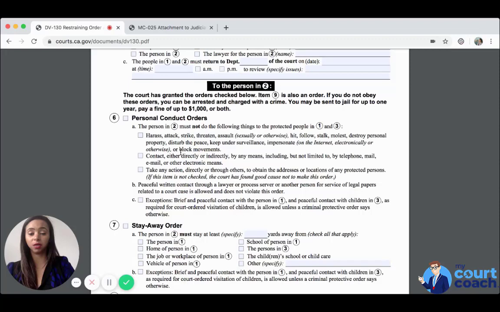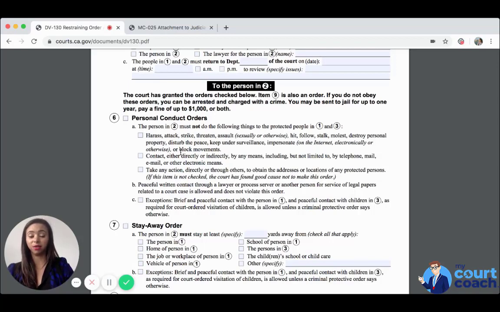Now, personal conduct orders. So this mirrors your temporary restraining order. The court is likely to grant this portion of your restraining order request. So you can't harass, strike, threaten, assault, hit, follow, stalk, molest, destroy personal property, disturb the peace, keep somebody under surveillance, impersonate them, or block their movements. You can't contact them directly or indirectly by any means, including but not limited to telephone, email, or other electronic means. Can't take any action directly or through others to obtain the address or location of any protected persons.